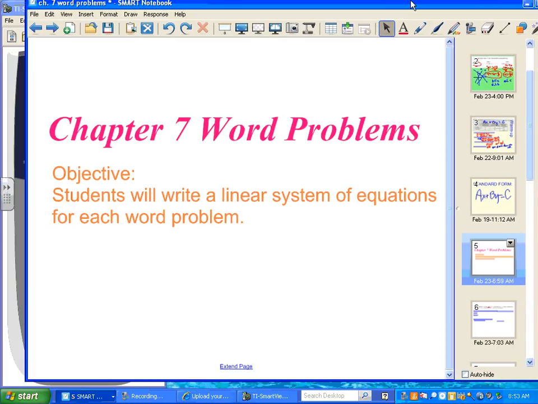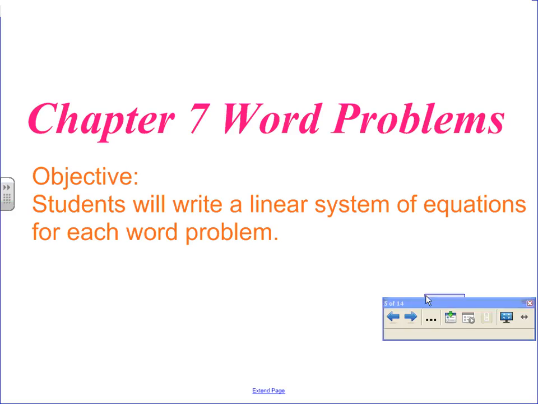Okay, our objective is to apply what we learned in Chapter 7 and solve word problems based on any of the methods. So we're going to talk about setting them up first, and then we're going to talk about whether graphing, elimination, substitution, or matrices would be the best method to solve. Once we figure out what the best method is, I know some of you prefer matrices, some of you prefer elimination. You can use whatever method you want, but we still need to know what is the best method to use. These, I think, are easier than Chapter 5 word problems.